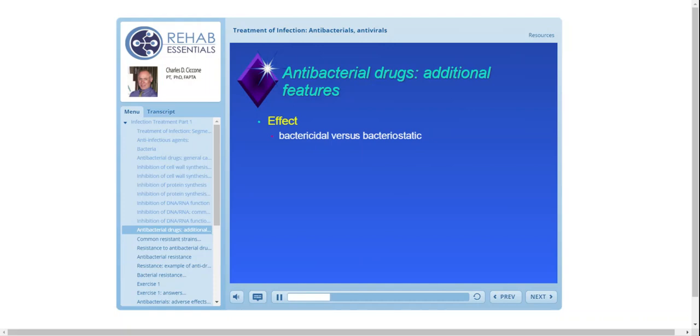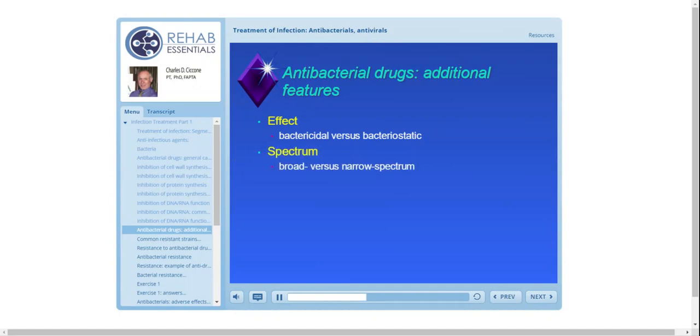Others don't directly kill the bacterial cell, but slow down its reproductive function or its ability to divide, and they're referred to as bacteriostatic. So it's just an important thing to consider. They don't all directly kill the bacterial cell, but some slow it down, and hopefully the immune system, if it is functioning well, will be able to take care of the rest.